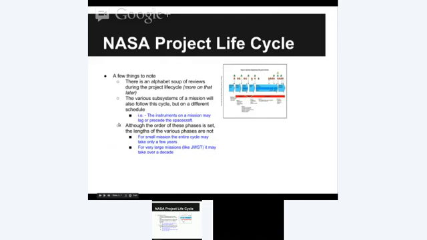And although the order of these phases is set, the lengths of the phases are not set. So you'll notice there's no time specifically mentioned on there. The relative sizes are probably about right. But if you have a very small satellite or a small mission, this entire phase from A to D can take maybe a year or two. Whereas if you're talking about a really large mission like a JWST, that can literally take decades to go from that first phase to the last phase.